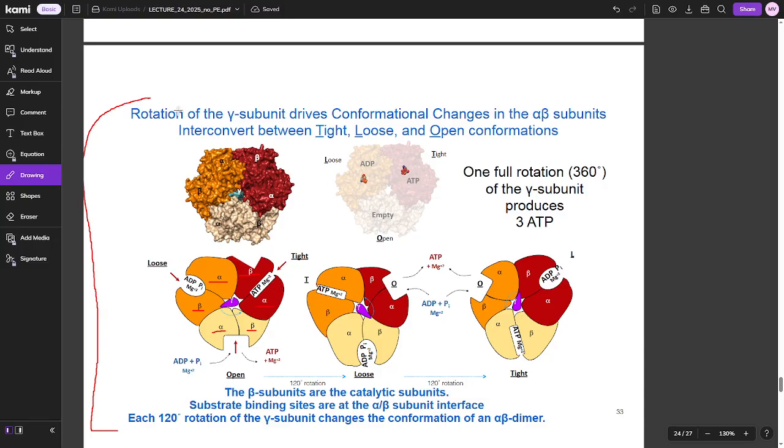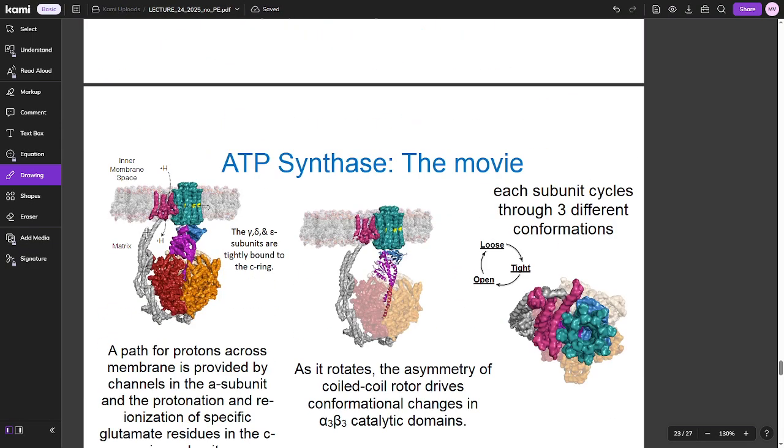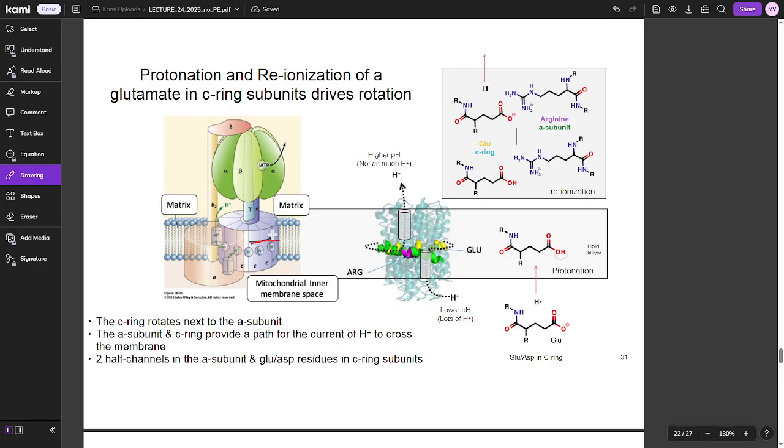What's going on here is the rotation of the gamma subunit. This gamma subunit is rotated due to rotation in the C ring. And the C ring, with all of these proton movements, I should be specific here, it's not really a rotation. It's more like the H pluses are rotating around. These H pluses get transferred from glutamate to glutamate, and that causes the drive.